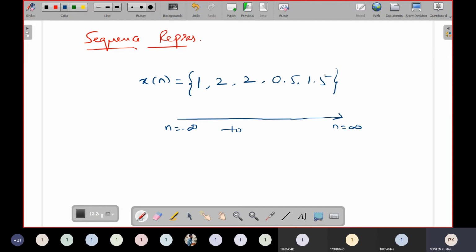Now the major thing in this case is: by seeing this sequence, how can a person know what is the starting time instant of your signal? Whether this signal starts from n is equal to 0, 1, 2, 3, or n is equal to -1, 0, 1, 2, 3, or n is equal to -2, -1, 0, 1, 2. What is the time range? What is the existing time interval?